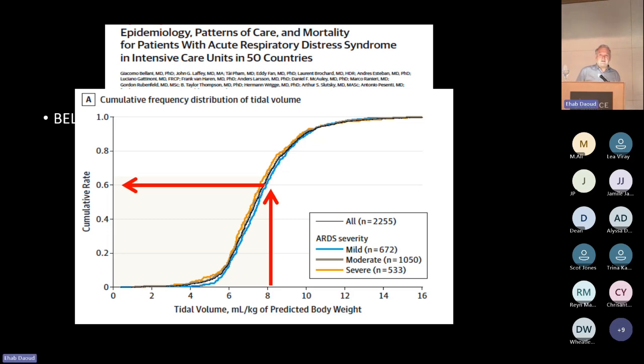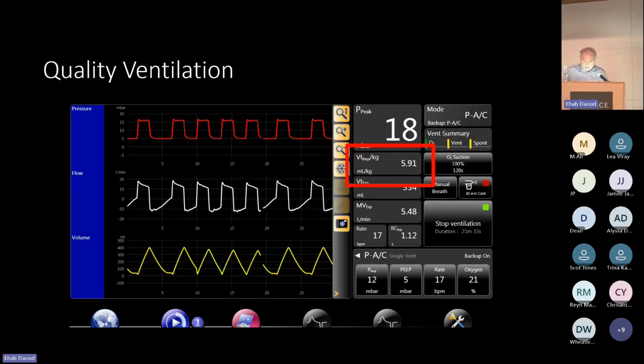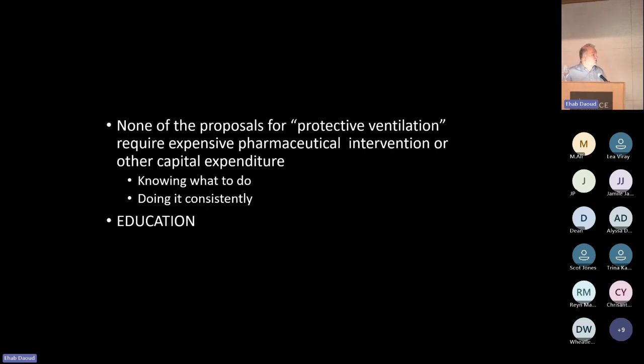We now have better ventilators, and seeing there's a ventilation conference, it's nice to know that some of the newer ventilators actually even tell us the tidal volume per mils per kilogram. So there's no excuse. It's not like, oh, we couldn't calculate it out. It's simply a matter of knowing to do this. So none of the proposals for protective ventilation require expensive pharmaceutical intervention or other capital expenditure. Simply knowing what to do and doing it consistently will be enough. So what we're missing really is not more equipment or monitoring, it's more education, having people who know what they're doing.